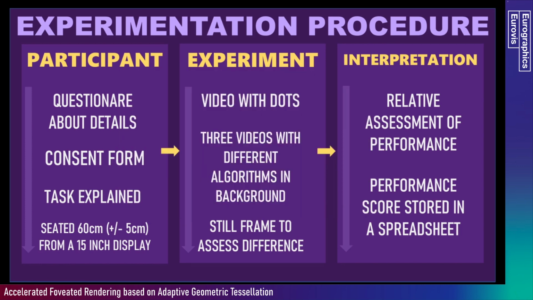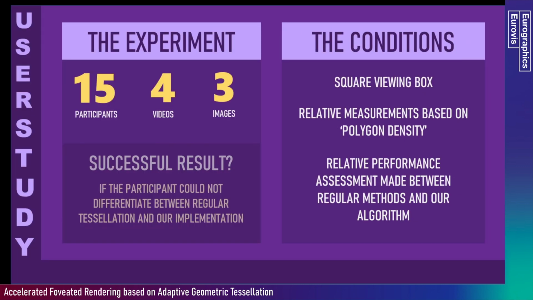The result was interpreted by using the video with regular subdivision as a benchmark, since we knew nothing was happening in the background there. The viewing box was a square with 2 cm side length. The amount of tessellation for the models was measured based on the number of triangles generated.